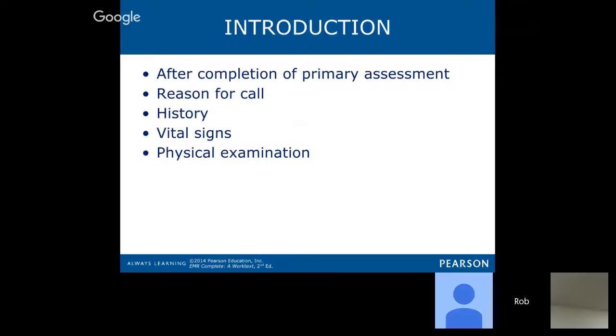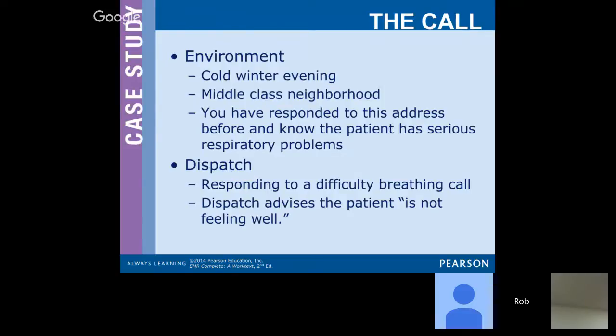Reason for the call, history, vital signs, and physical examination. So the call: on a cold winter evening, you are called to a middle-class neighborhood for a woman complaining of difficulty breathing. Your EMR team has been to this address before and knows the patient often has serious bouts of respiratory problems. Before you arrive, the dispatcher updates you that the patient is not doing well. So what else do you want to know? If your team has been to this address before, what other information may be available?